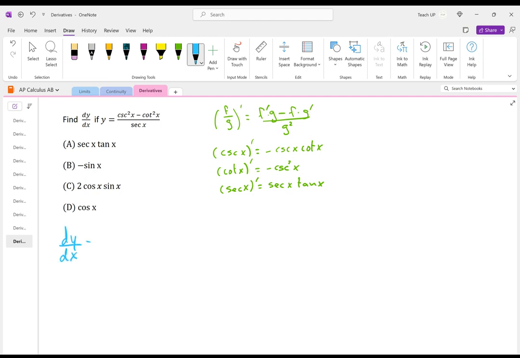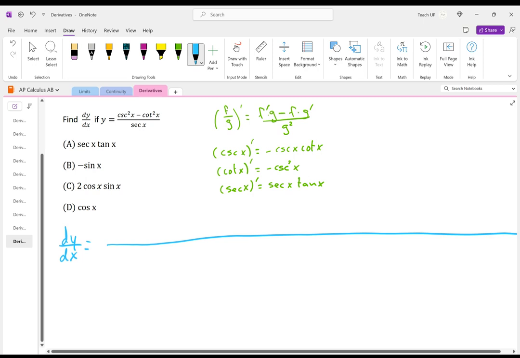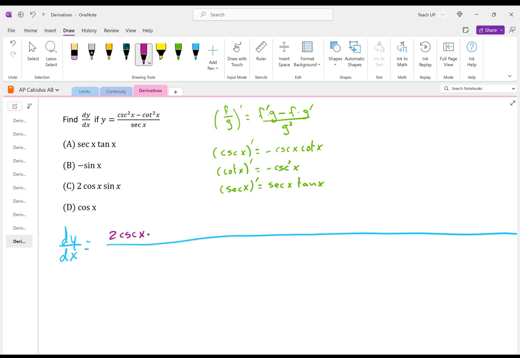dy/dx is going to equal the derivative of the numerator. So we're going to get 2 times the cosecant of x times the derivative of the cosecant. So that's going to be negative the cosecant of x times the cotangent of x. And we're going to subtract 2 times the cotangent of x times the derivative of the cotangent, which is negative the cosecant squared of x. Now we're going to multiply everything by the denominator, which was the secant of x.